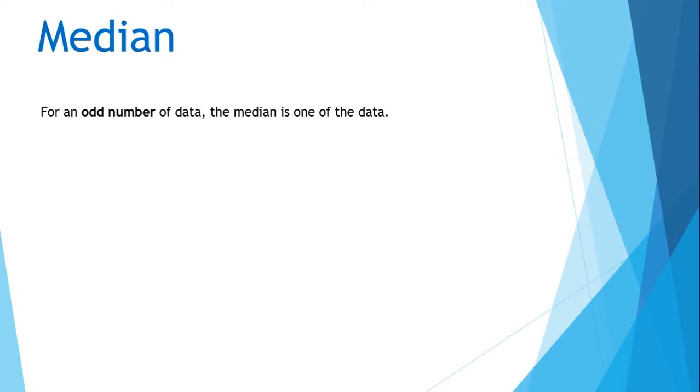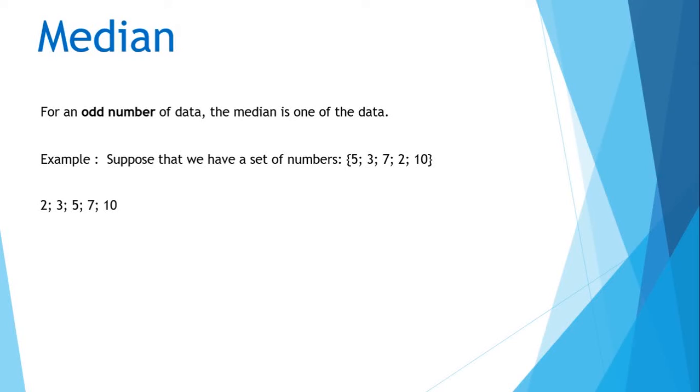For an odd number of data, the median is one of the data. Suppose that we have a set of numbers 5, 3, 7, 2, and 10. At first, we should write all of these numbers in increasing order. So we will get 2, 3, 5, 7, 10.